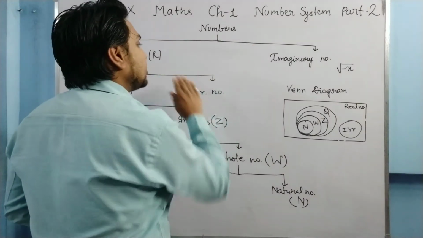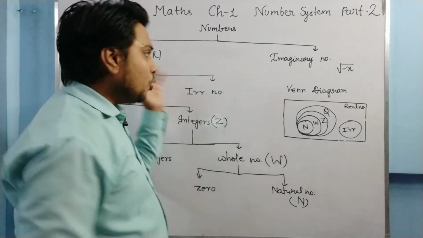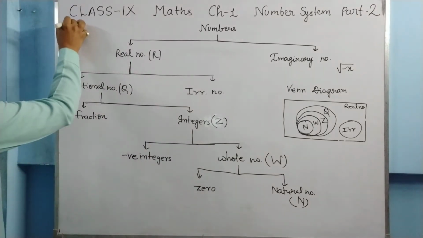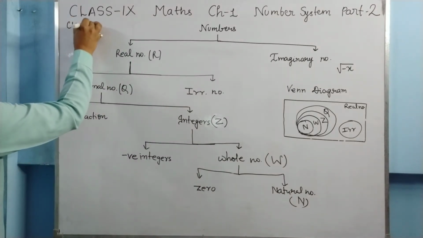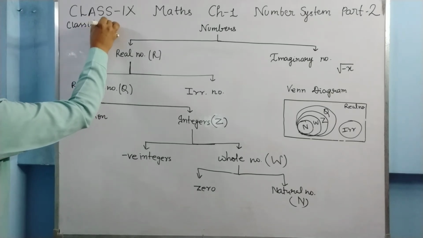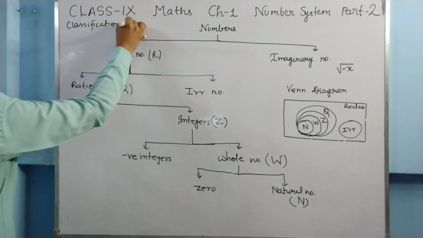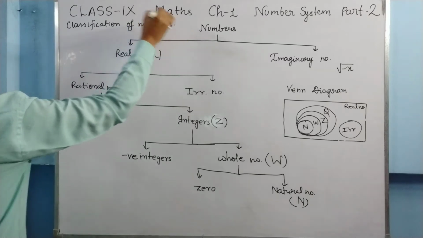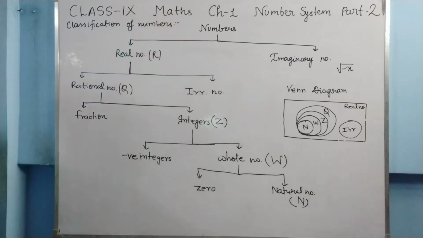Just note it down in your fair copy, whatever is written, and write the heading: classification of numbers. Pause the video and note it down.